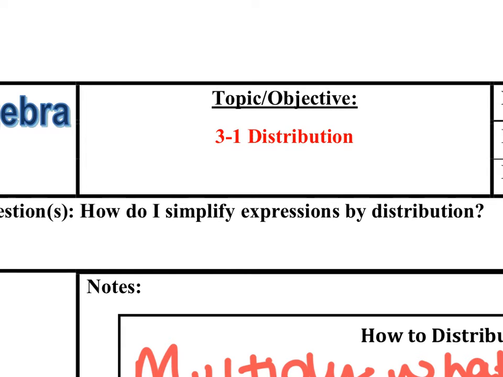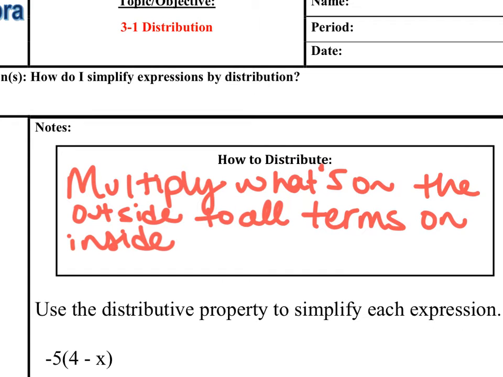Today we learned about distribution. Our essential question is, how do I simplify expressions by distribution? Here is how we distribute. We multiply what's on the outside of the parentheses to all of the terms on the inside of the parentheses.